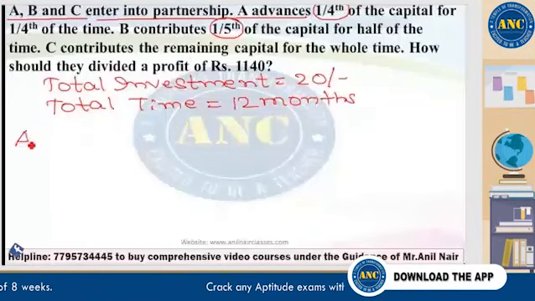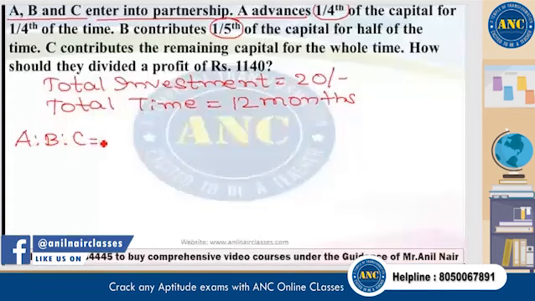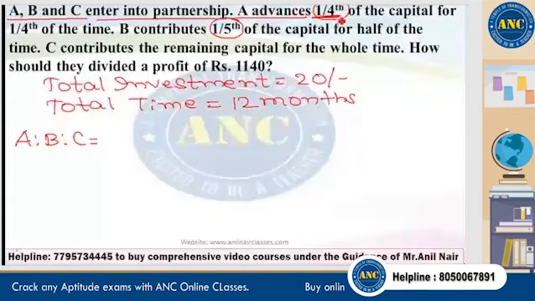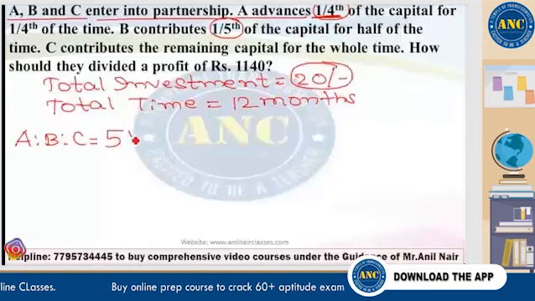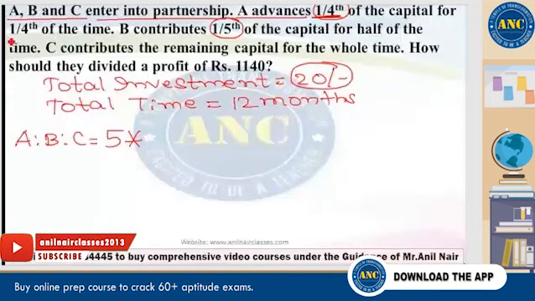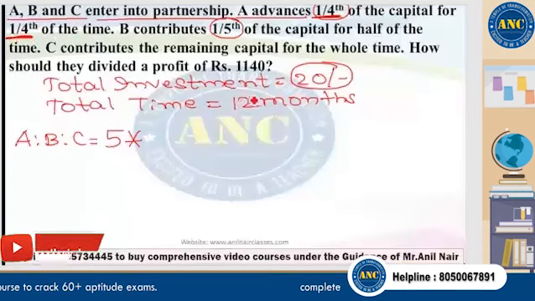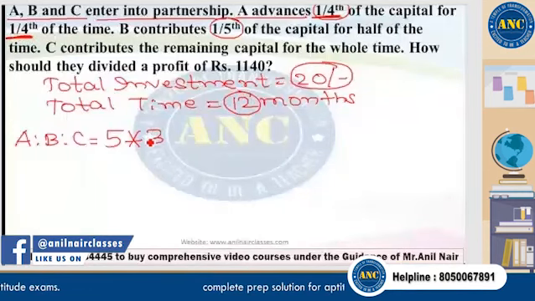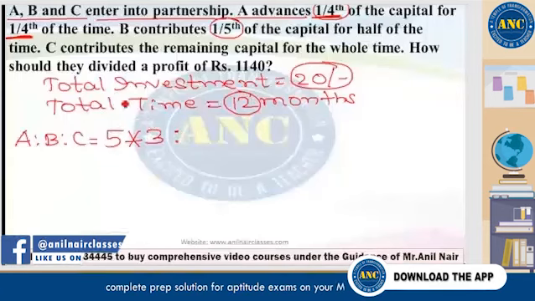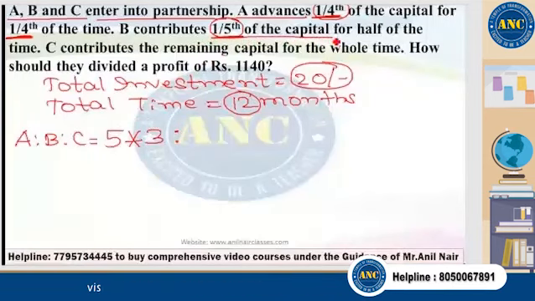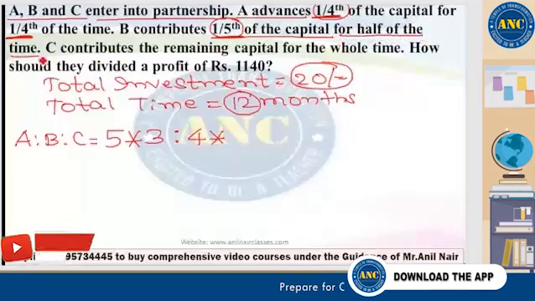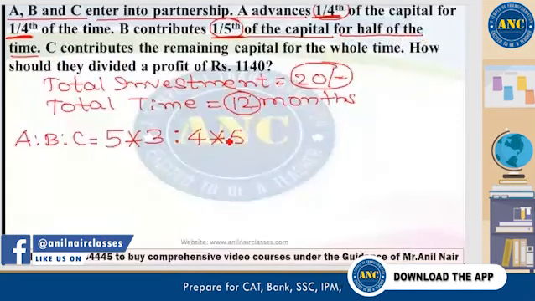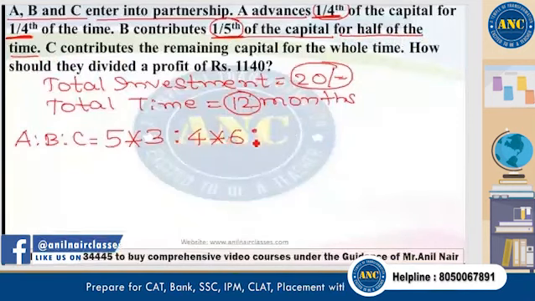If I calculate the ABC profit sharing ratio, A invested 1/4 of the capital. What is 1/4 of 20? It is 5 rupees, investment into time period for 1/4 of the time. 1/4 of 12 months is 3 months. It is 5 into 3. Ratio with B's investment: 1/5 of the capital. 1/5 of 20 rupees is 4 rupees, into time period for half of the time. Of 12 months, half is nothing but 6 months. It is into 6. Ratio with C.